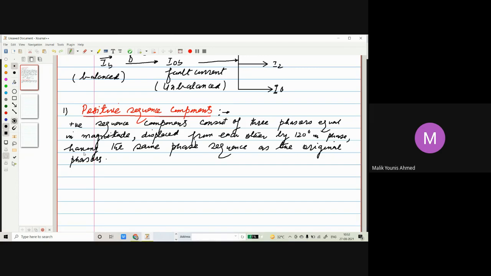What is the original phasor here? Original phasor means whichever unbalanced phasor is there. What phase sequence will it have? This positive sequence set will have the same phase sequence as that of the original phasor. Okay. Next is negative.